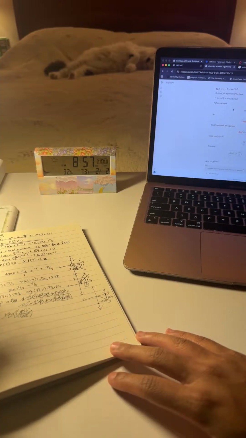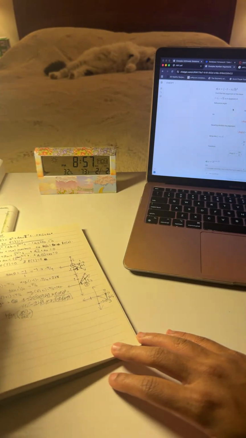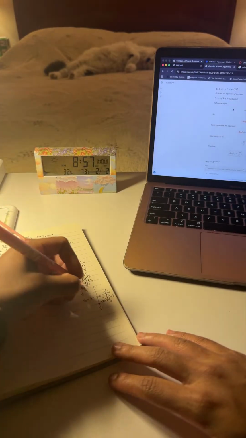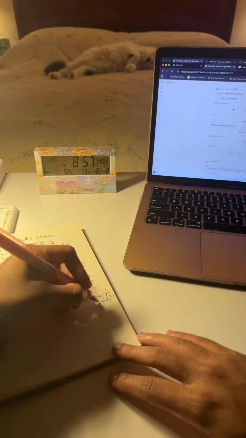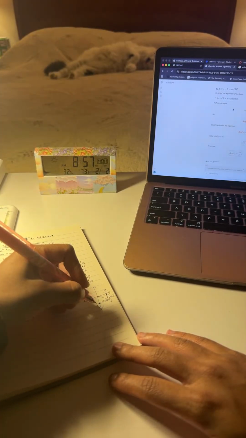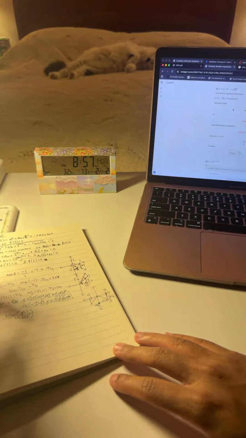First, find the argument of the base in quadrant. If we look at it this way, here's negative 1, and then negative 3 would be down here, right? Negative i root 3, like that.